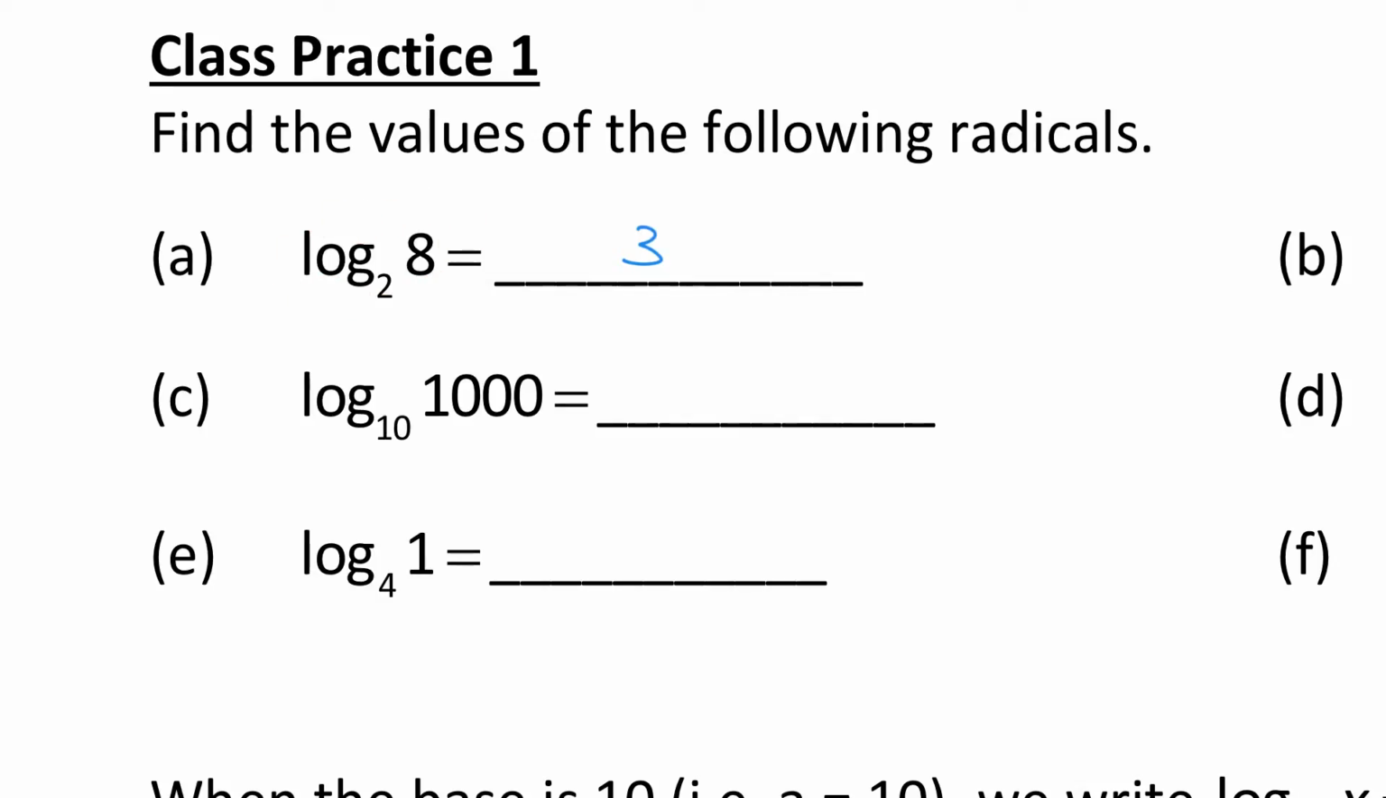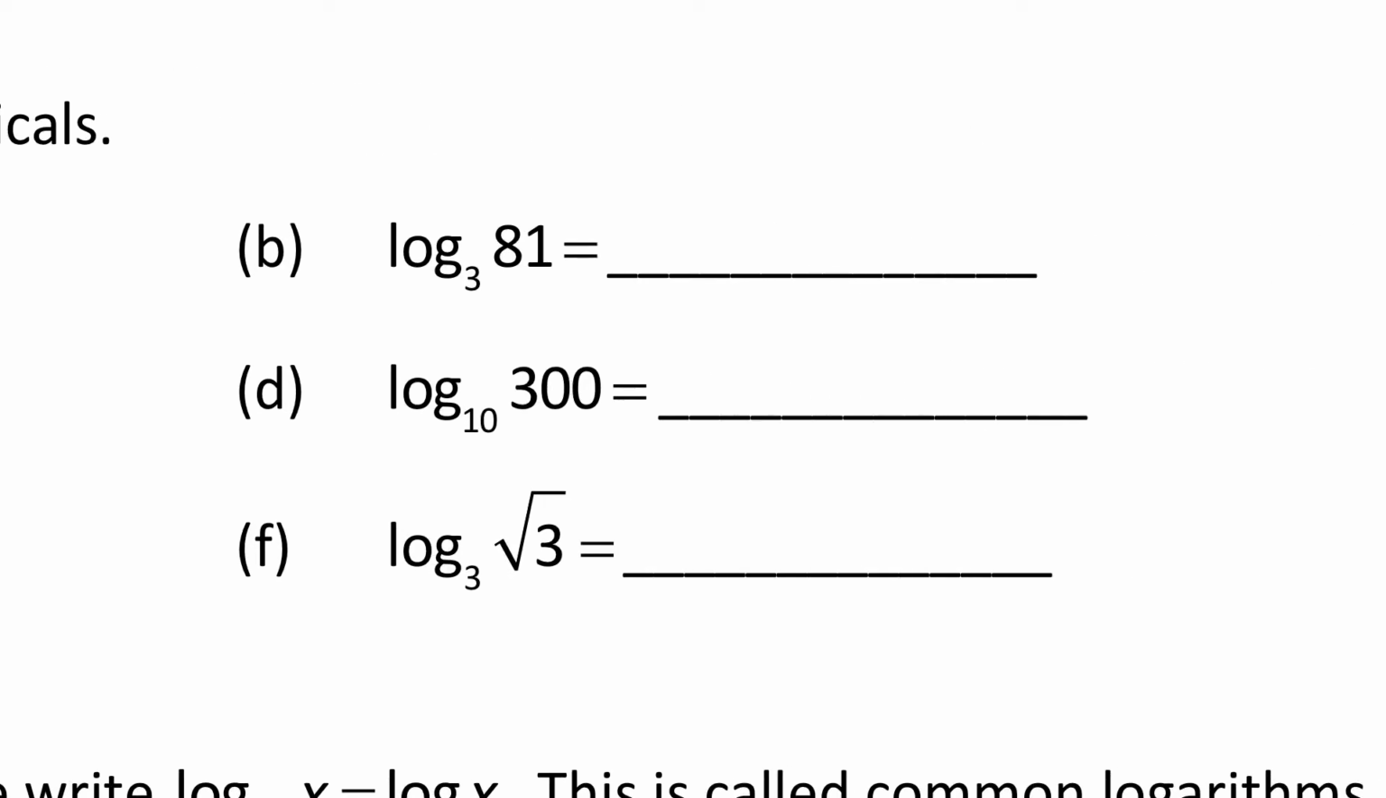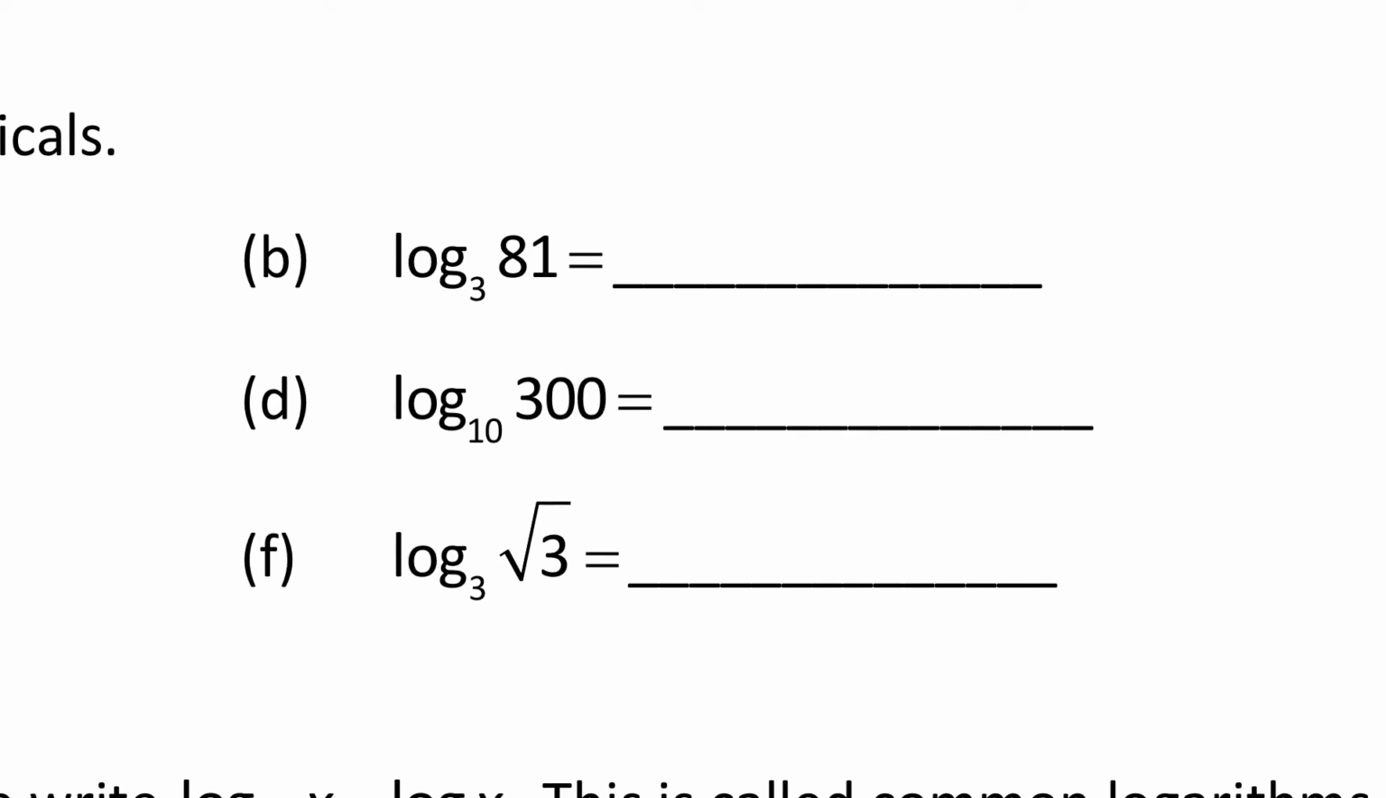Let's see part B. Log 81 with base 3. That means I want to know what's the power of 3 such that 3 to that power is equal to 81. So obvious, the answer is 4. Because I know 3 to the power 4 is equal to 81.